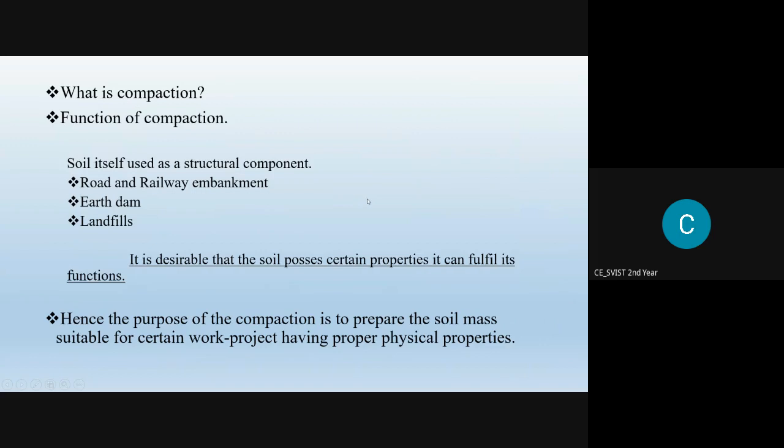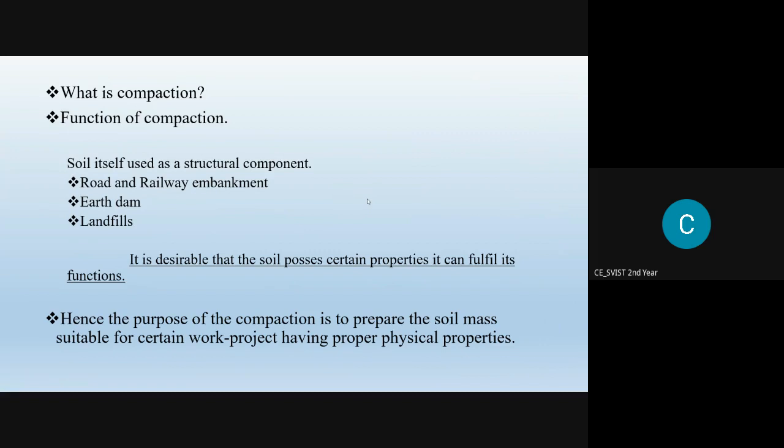So what do you mean by compaction? Compaction can be said as a process which densifies the soil particles. As we know, the total soil mass consists of small particles, and there are air voids between the particles. Also, there may be water molecules or presence of water. So compaction is a process by which we compact the soil particles to form a denser mass. Its unit weight will be higher.